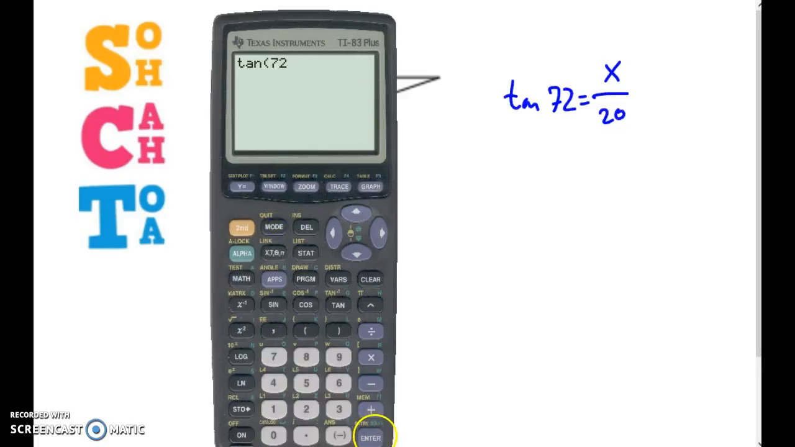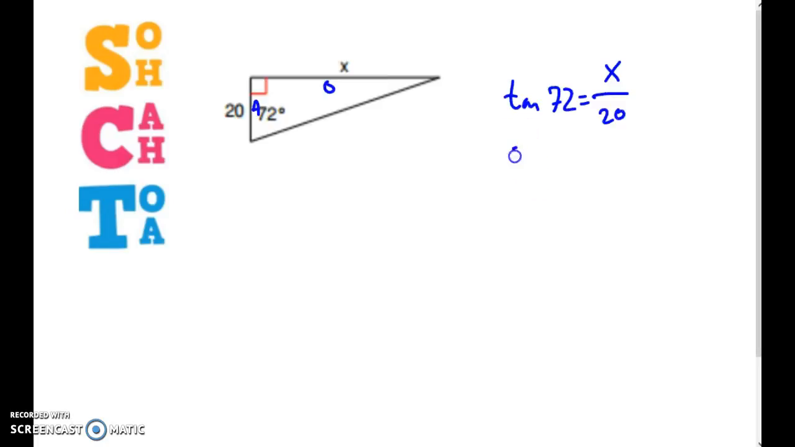So I'm in degrees, and I'm just going to press enter. When I do that, I get a decimal answer. So tan of 72 is about 3.08. So in my work, I can just say 3.08 equals x over 20.